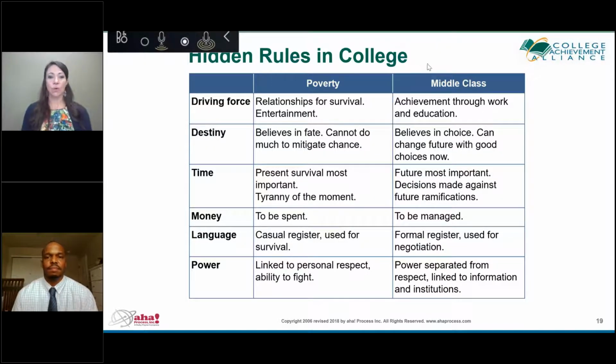All right. So here's the deal. Since you're not handing out tons of money, here are some hidden rules that you can help with on your campus that don't cost you anything. Helping them understand about time, about money, about language, and about formal register, which is something that Ricky will talk about pretty soon. But specifically the hidden rules. If you can help them understand some of these things, it's going to help them be more successful and you can have an impact.